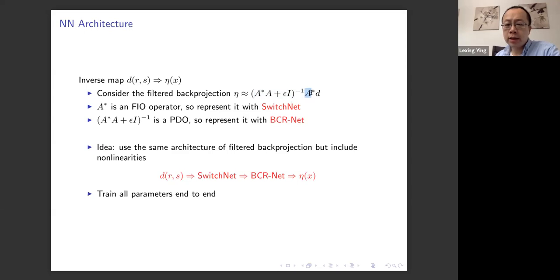We know that A star, like A, is a Fourier integral operator, so we represent it using the SwitchNet. The second matrix here, the inverse of the regularized normal operator, can be shown to be a pseudo-differential operator in quite a generic setting, so we represent it using the BCR-Net. So the idea is very simple. We use the following architecture, motivated by filtered back projection, to represent our neural network. Take my data D, first apply the SwitchNet to mimic A star, then apply the BCR-Net to mimic the regularized inverse of the normal operator, and the output will be eta. This neural net is trained end to end using the data available to us. Again, this is a purely supervised learning setting, so we assume that we do have some data.